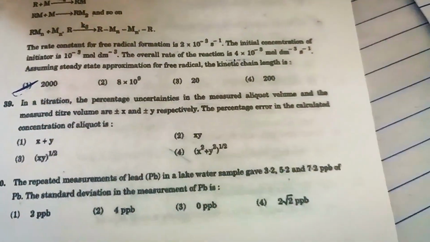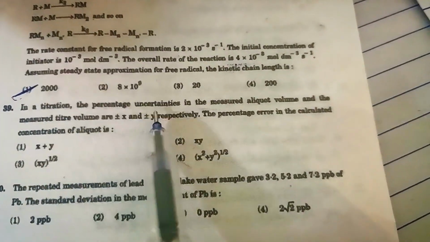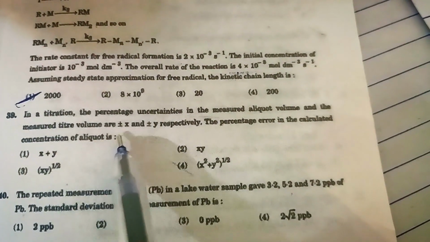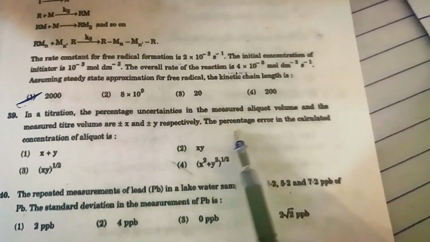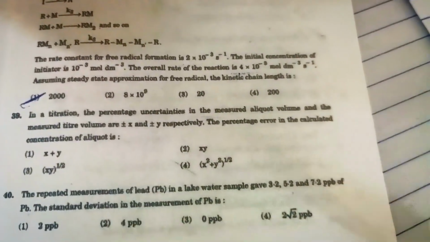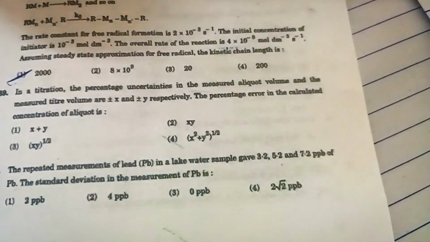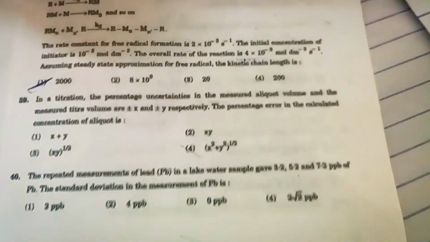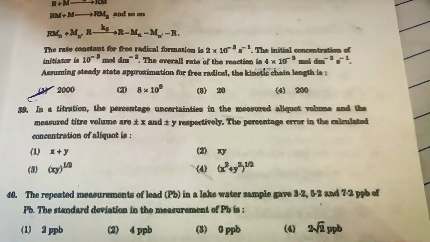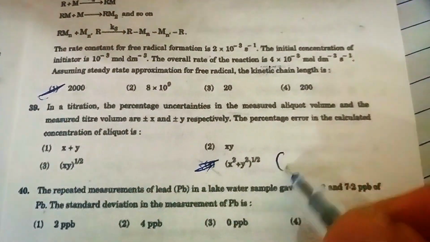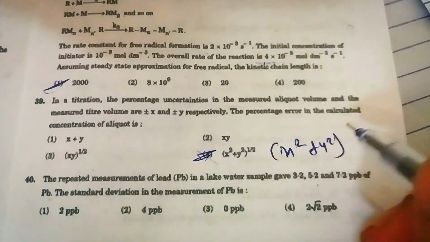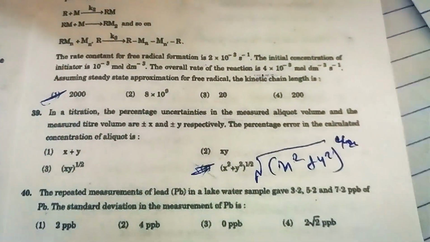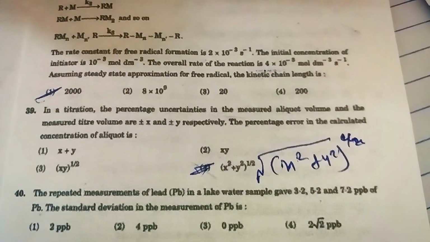Now they are telling that in a titration, the percentage uncertainties in the measured analyte volume and the measured titrant volume are plus or minus x and plus or minus y respectively. How to calculate the percentage error? This is an overall theoretical question: it is x squared plus y squared, to the power half, or else you can write the square root, both are the same.